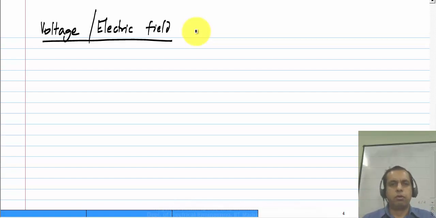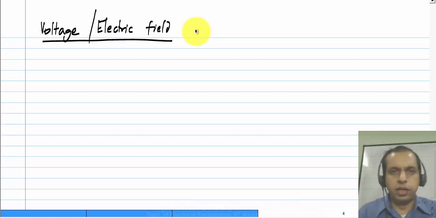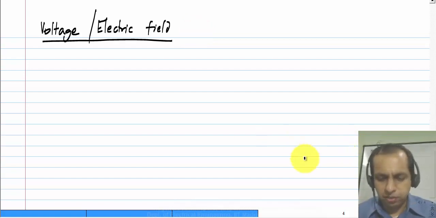Okay. Now what is an electric field? An electric field is something which accelerates a charge. That is, if you place a positive charge in an electric field, that positive charge will be accelerated in the direction of the electric field. Okay. Now the obvious analogy for this is the gravitational field. If you place a mass in a gravitational field, it will be accelerated in the direction of the gravitational field. Okay. So let me put down this analogy here.